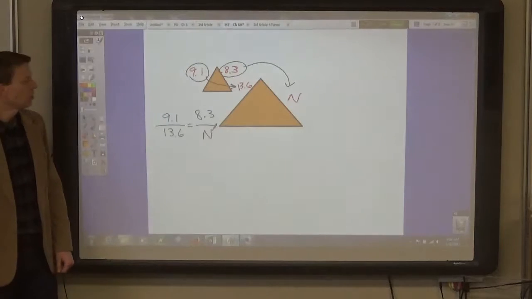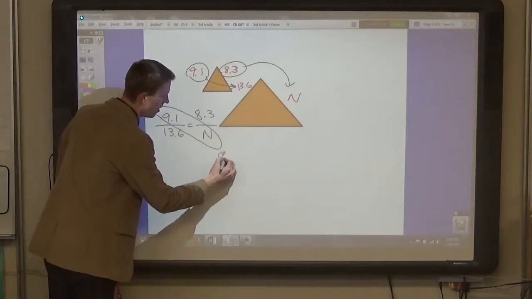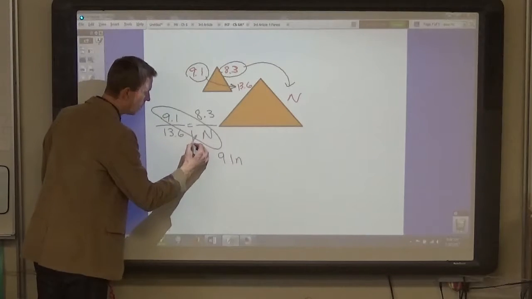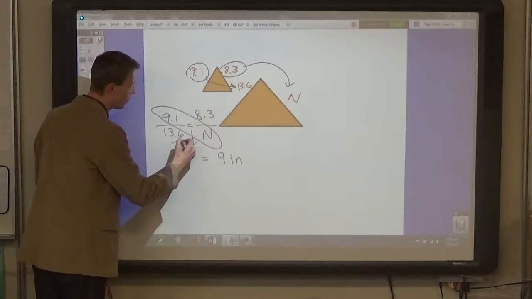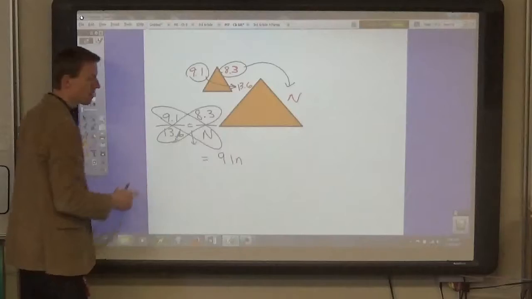13.6 times... So, multiply across. 9.1n. Keep the equal sign in the middle. Find the cross products on this side.